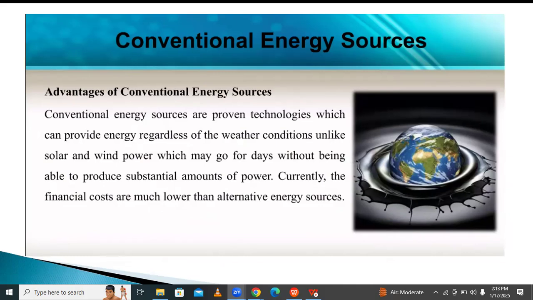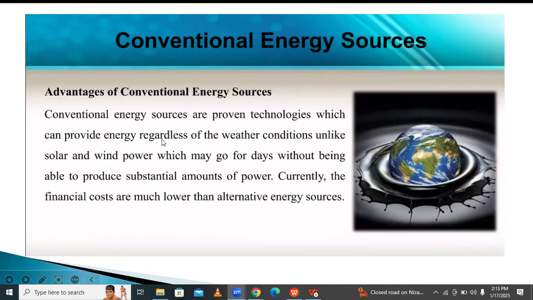Independent of weather conditions, we can generate power anytime with conventional energy sources. That is one of the major advantages, but not in renewable sources like solar and wind. They may be available sometimes and not available at other times. Solar is only available during the daytime, and sometimes even the daytime is affected by clouds. That is the problem in solar, but not in conventional energy sources. Wind power may go for days without being able to produce a sustainable amount of power.